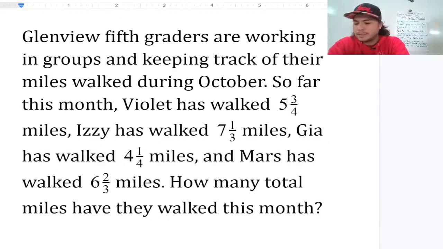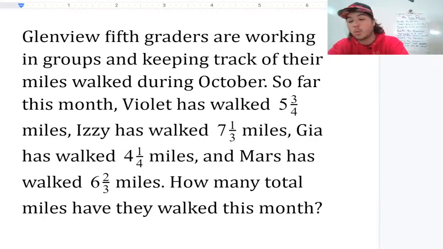Second read. Now let's think about our quantities and what those quantities represent. Glenview fifth graders are working in groups and keeping track of their miles walked during October. So far this month, Violet has walked 5 3/4 miles. Izzy has walked 7 1/3 miles. Gia has walked 4 1/4 miles. And Mars has walked 6 2/3 miles. How many total miles have they walked this month?